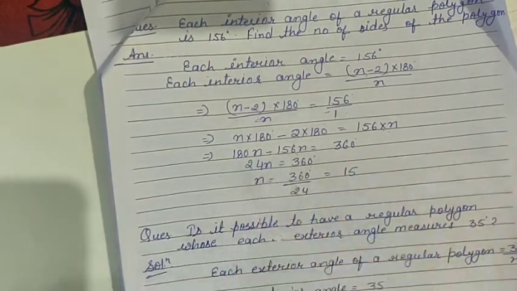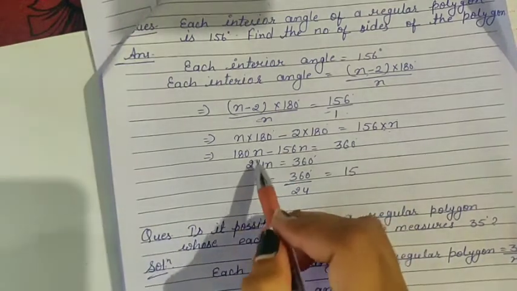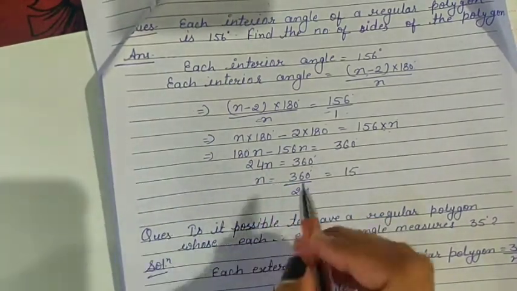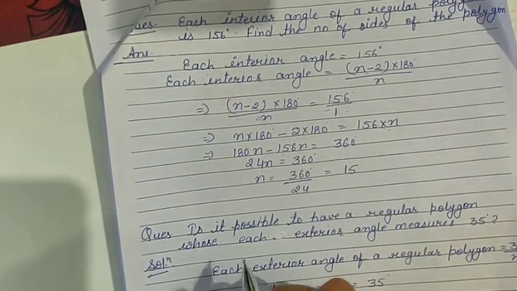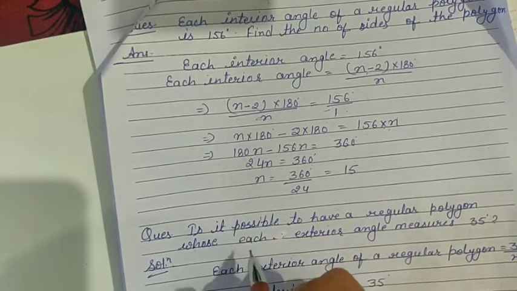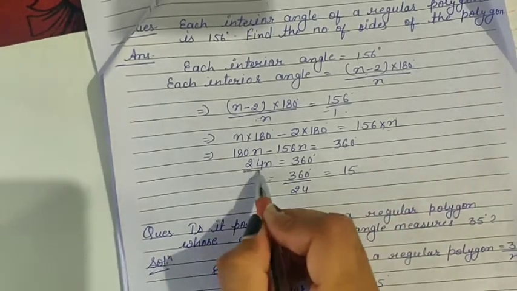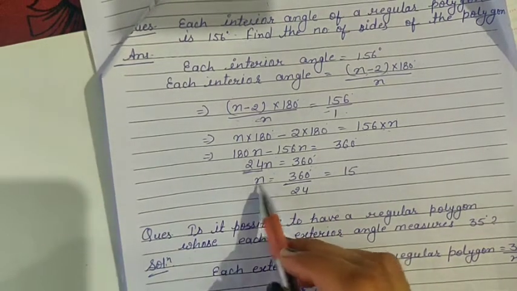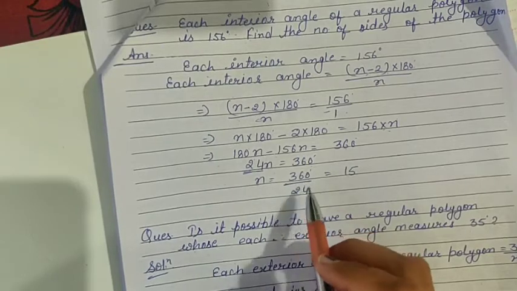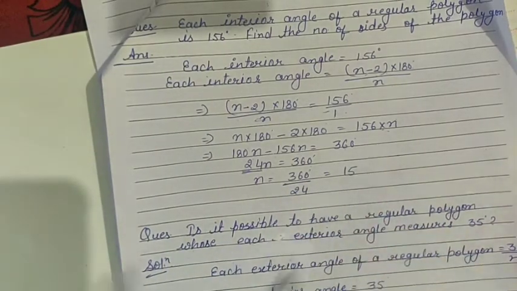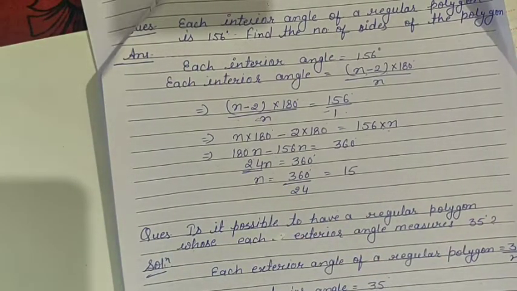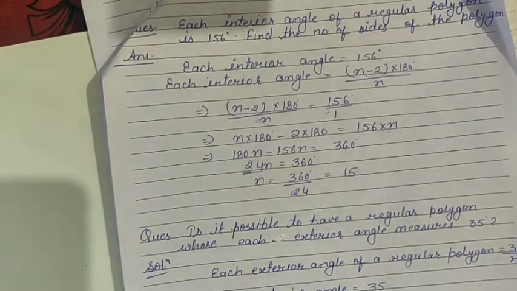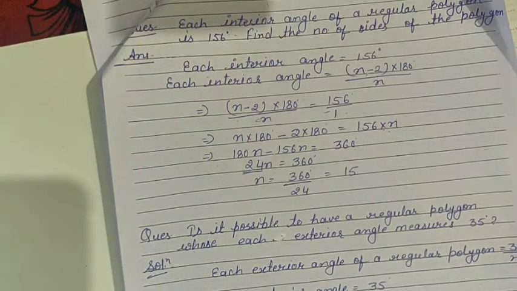180n minus 156n, that is equals to 24n, and that is equals to 360 degree. Now we have to find the value of n. Then we will do transposition of 24 from left hand side to right hand side. So n is equals to 360 degree upon 24, and that is equals to 15. So there are 15 sides of the given polygon.